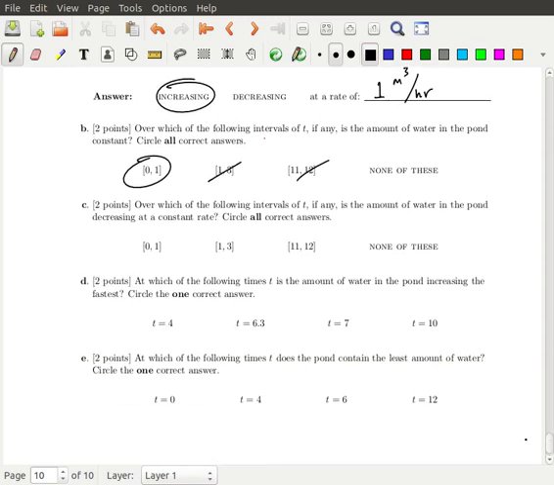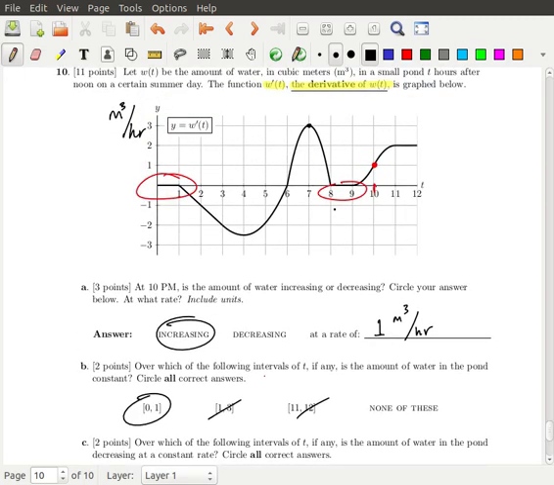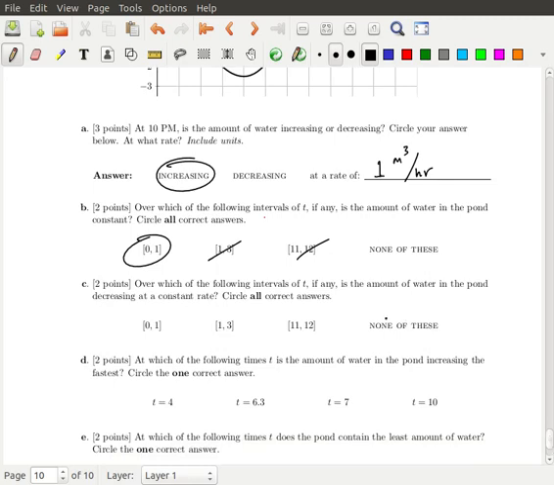Over which of the following intervals of t, if any, is the amount of water in the pond decreasing at a constant rate? Circle all correct answers. So anywhere it's below the x-axis, those are places where the amount of water is decreasing. But to be decreasing at a constant rate would be for it to have a flat slope here. Right? That would mean it's decreasing at a constant rate of 2 meters cubed per hour. Nowhere is that the case though. When we're down here, the rates are not constant. They're changing all the time. So the answer is none.